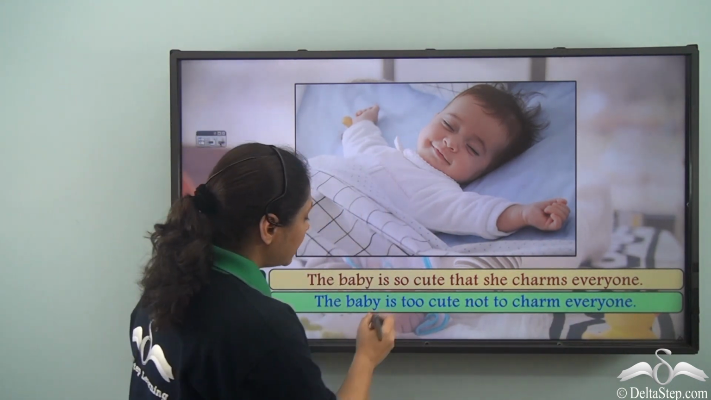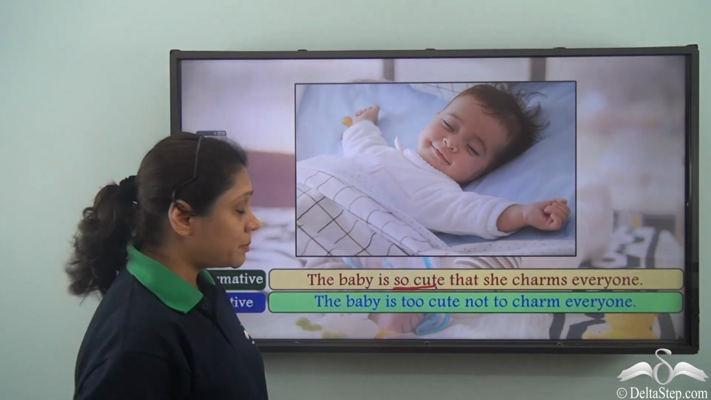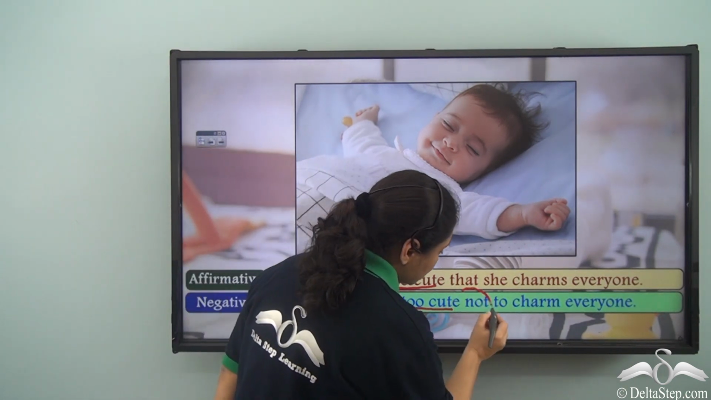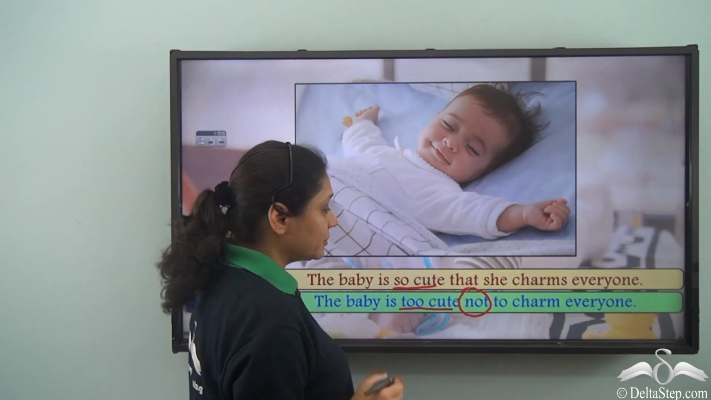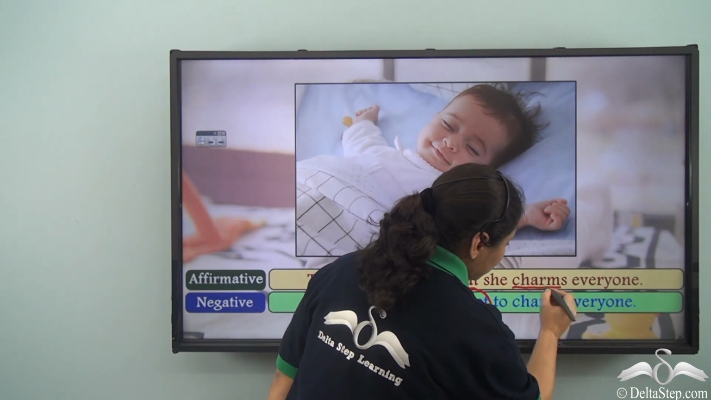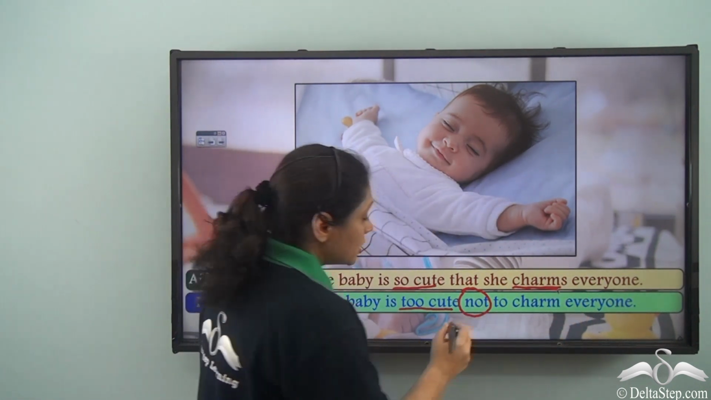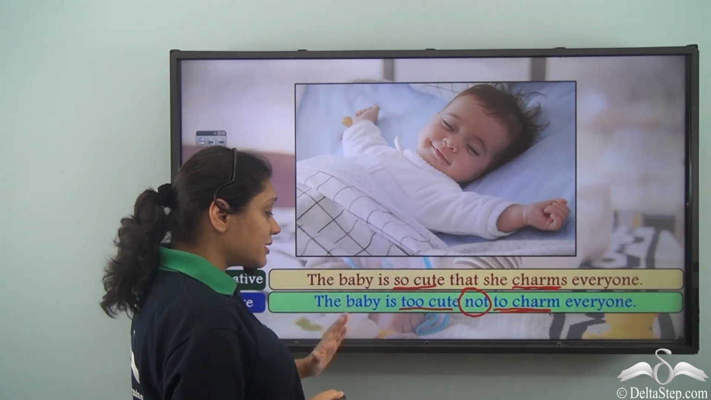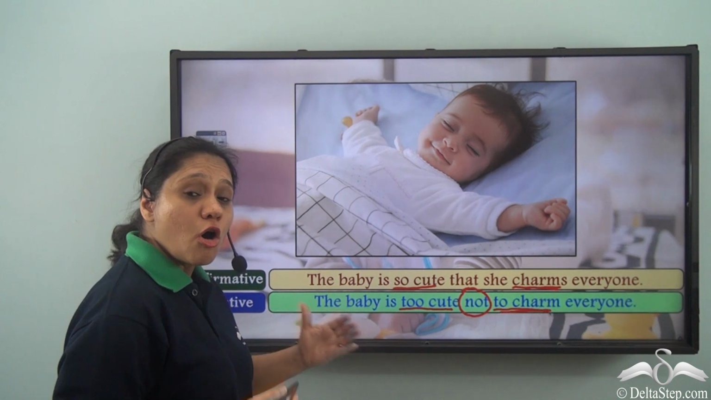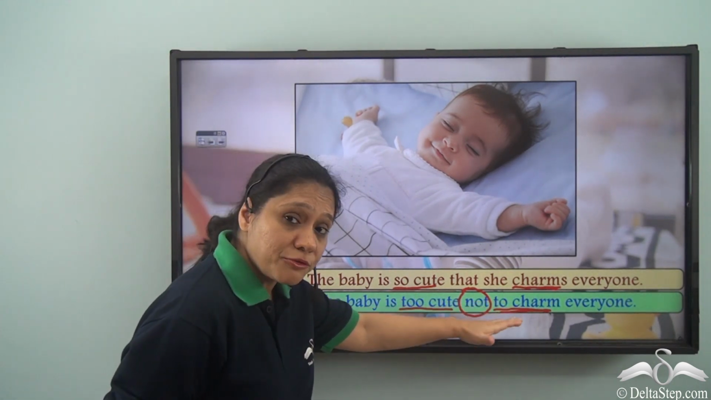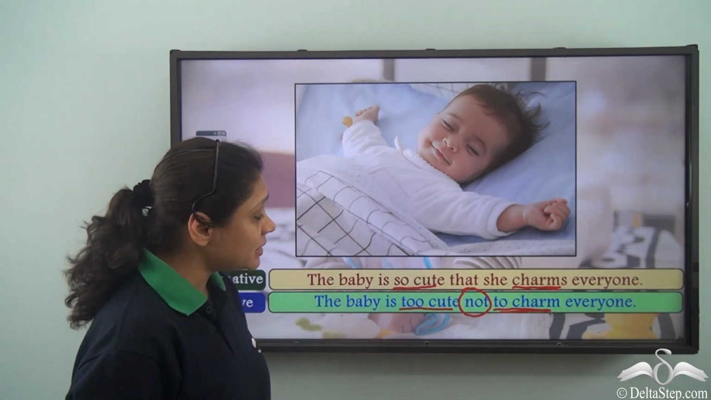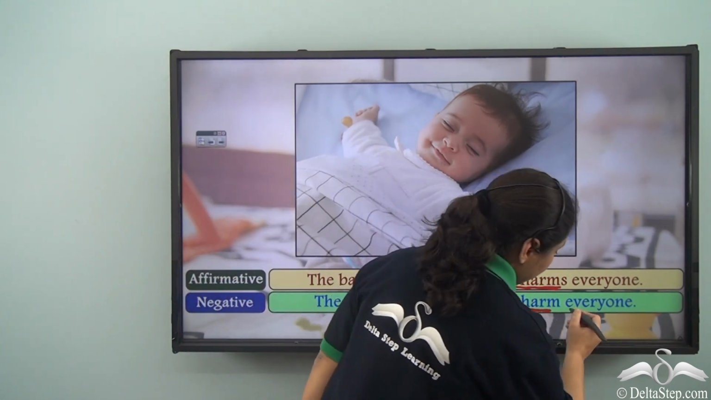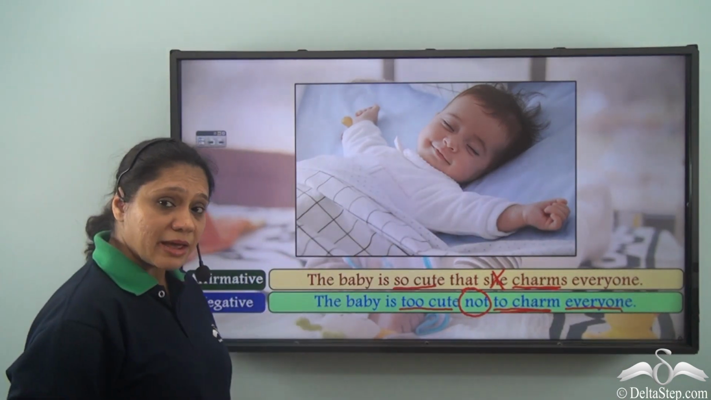So what have we done here? So cute has been replaced by too cute. Then we have added a not to make the sentence negative. Then the finite verb charms has been changed to its infinitive form to charm. We know that the sentence construction with TOO always has the infinitive form of the verb following it. Then we have removed the subject she and then written the rest of the sentence, everyone.